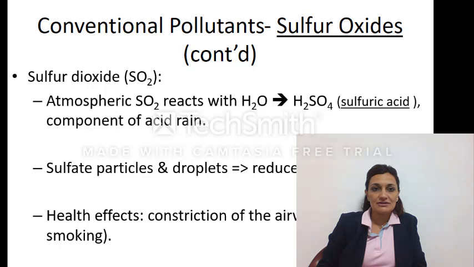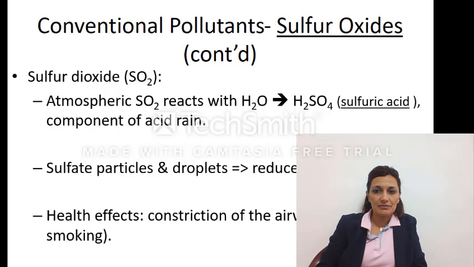In addition, conventional pollutants can come from an interaction between sulfur dioxide in the atmosphere, SO2, and H2O. They will combine together to form H2SO4, which is sulfuric acid, and then this will be considered a secondary pollutant. Okay, still conventional because it is traditionally encountered. It can be present in the atmosphere. We can have a daily exposure to it.